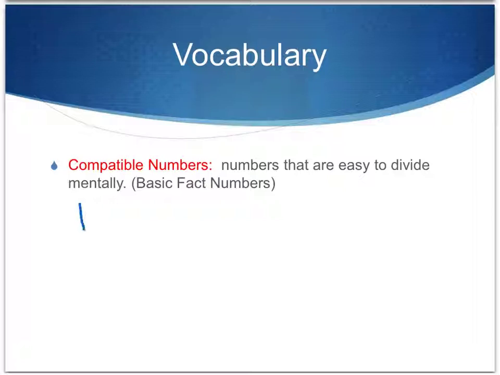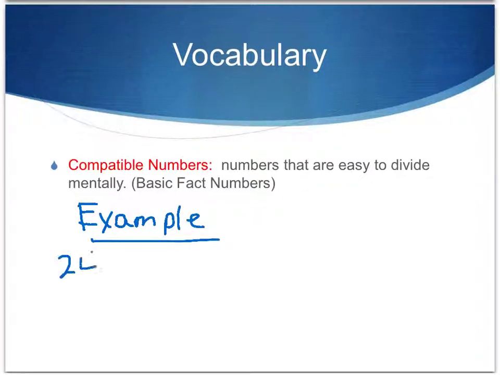So some examples that I'd like to show you are numbers like this. 24 divided by 3, 16 divided by 4. These are compatible numbers because when we divide them, we can get whole number answers. So 24 divided by 3 would be 8. 16 divided by 4 is 4.